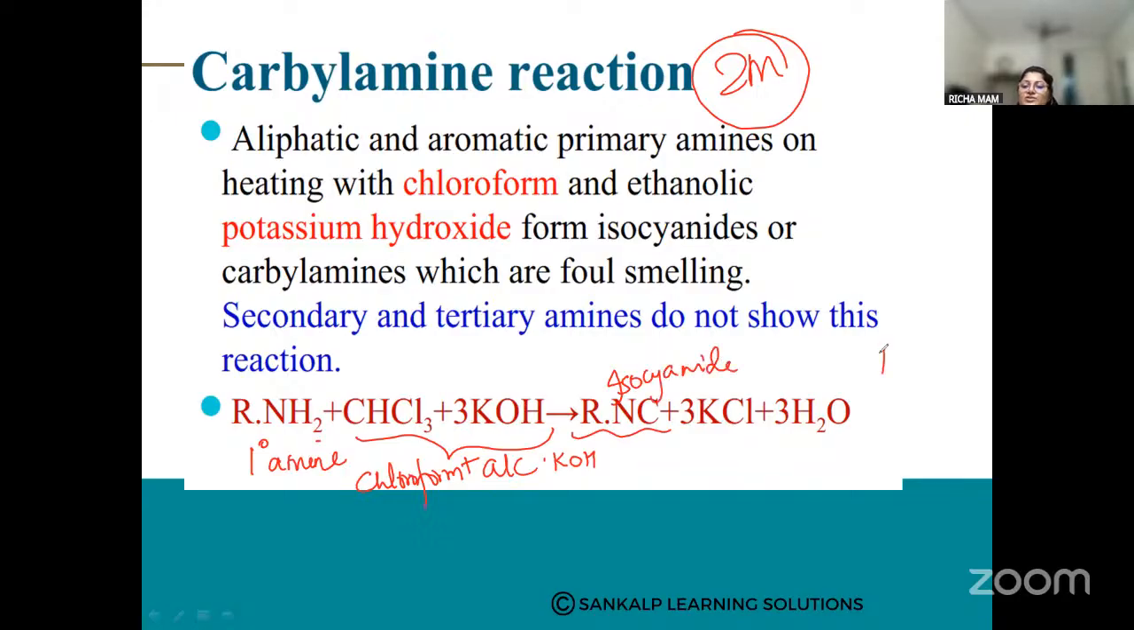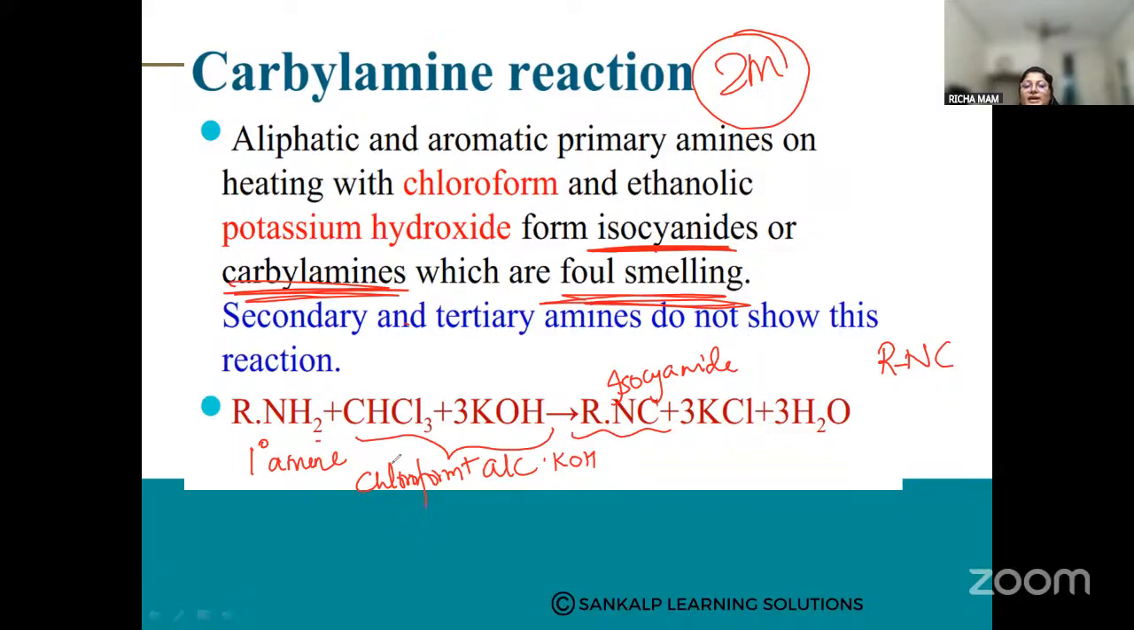Now, what is isocyanide? RNC. The alkyl group is bonded through nitrogen. So it forms isocyanide, or they are called carbalamines, and they have a very bad smell, a foul smell.